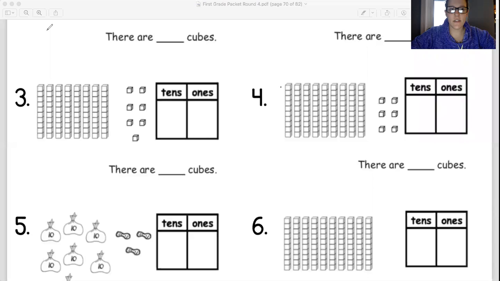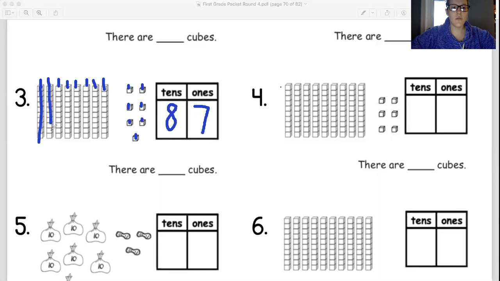All righty, let's check numbers 3 and 4. Count our groups of 10. 1, 2, 3, 4, 5, 6, 7, 8 groups of 10. Let's count our extra ones. 1, 2, 3, 4, 5, 6, 7 ones. So altogether, how many cubes do we have?